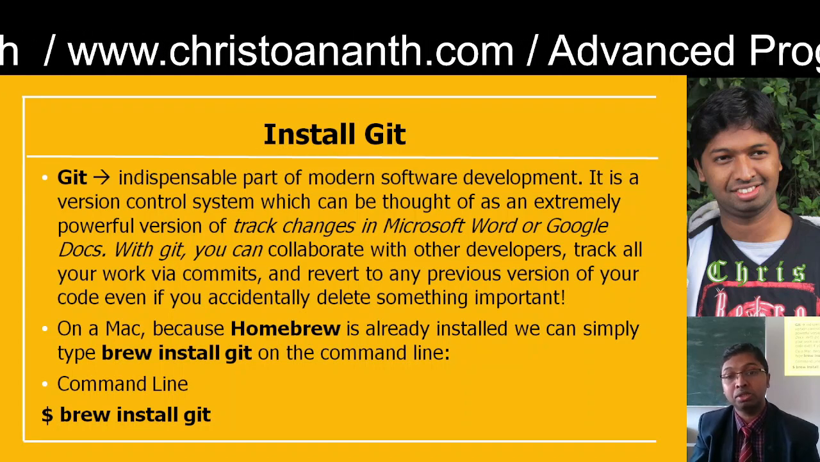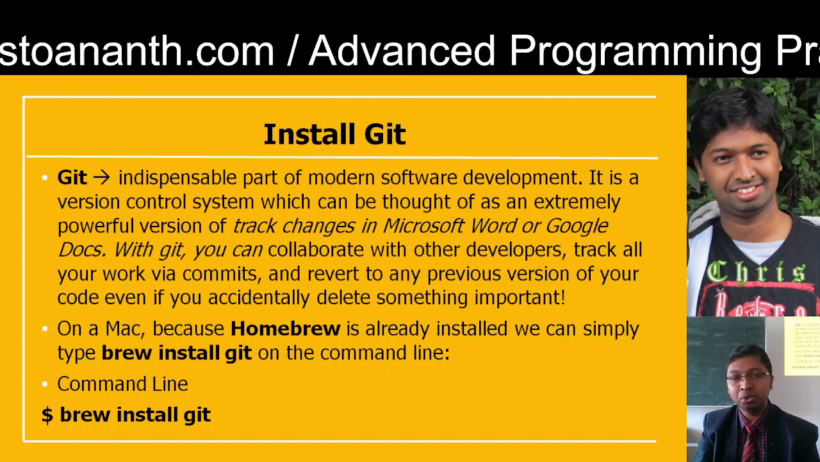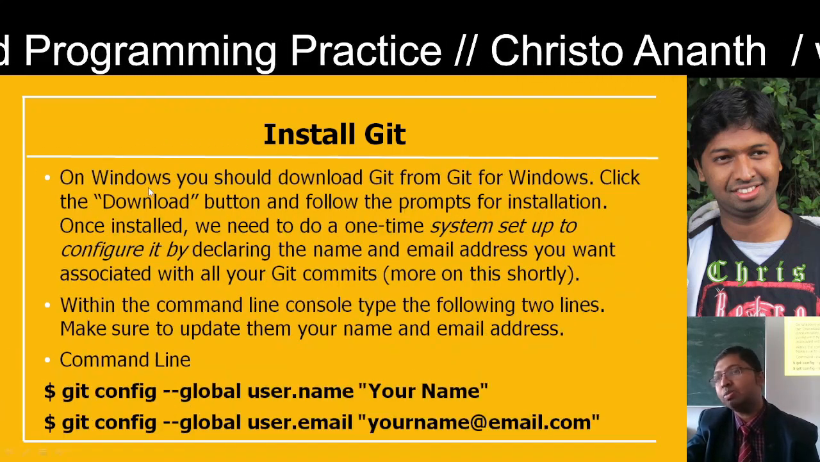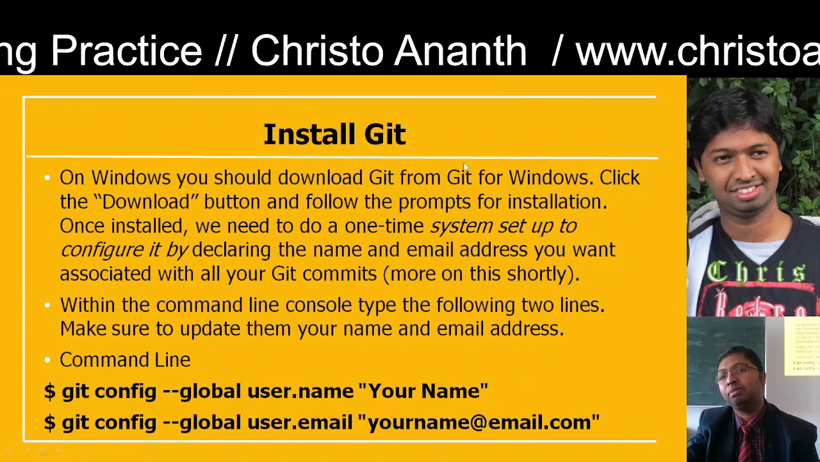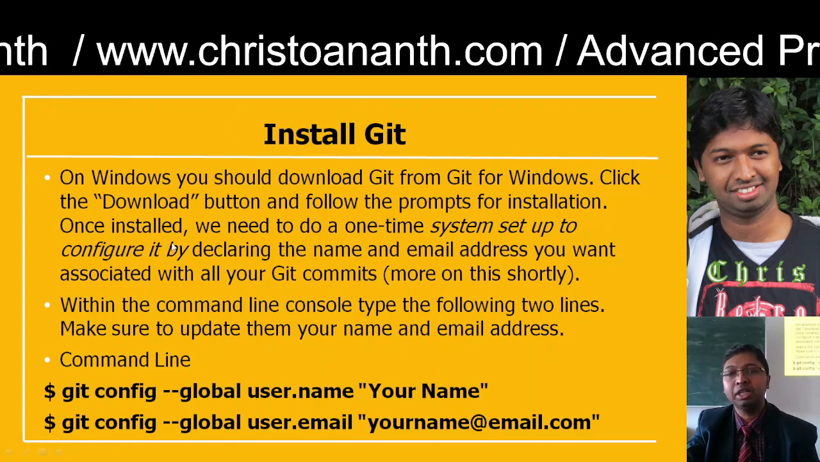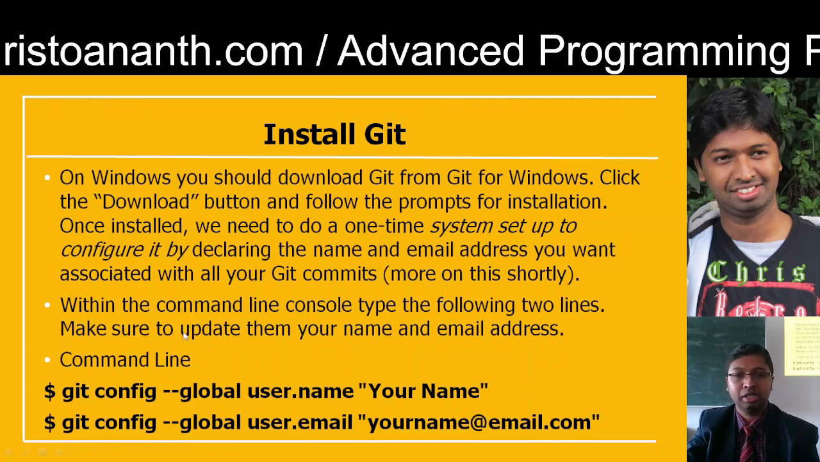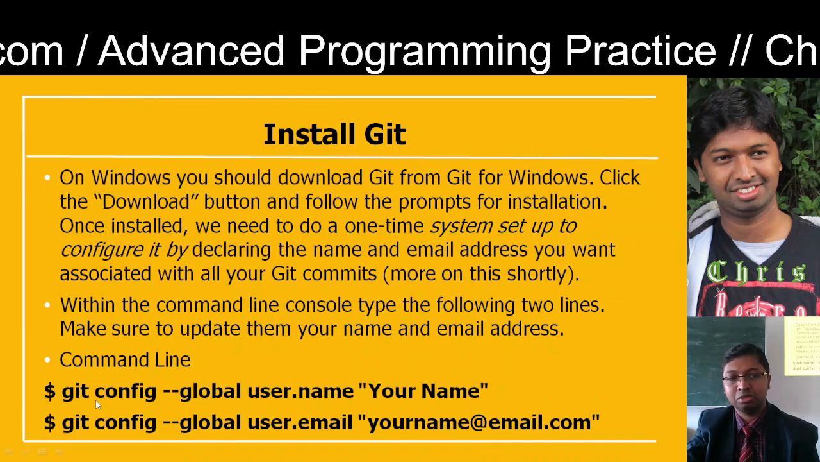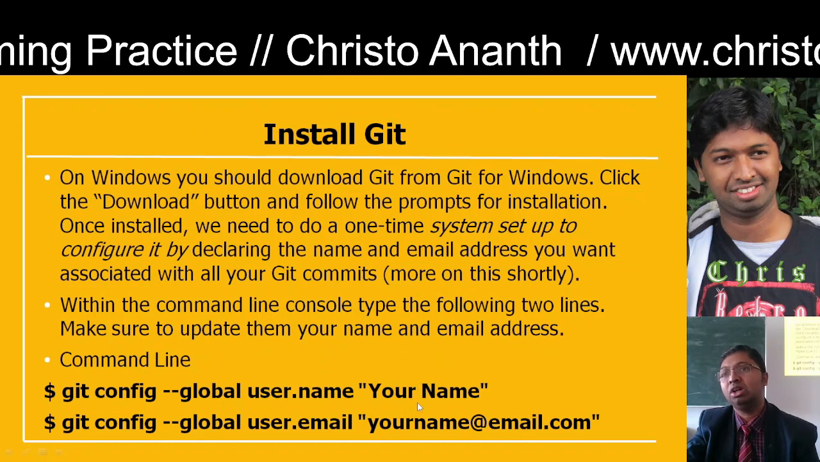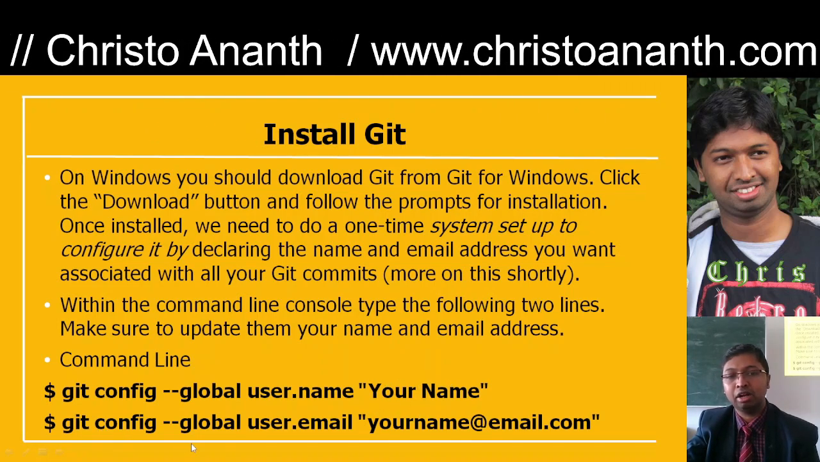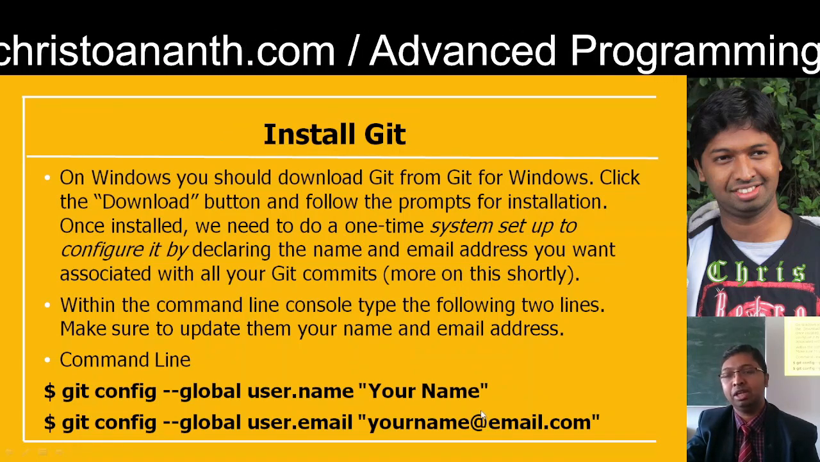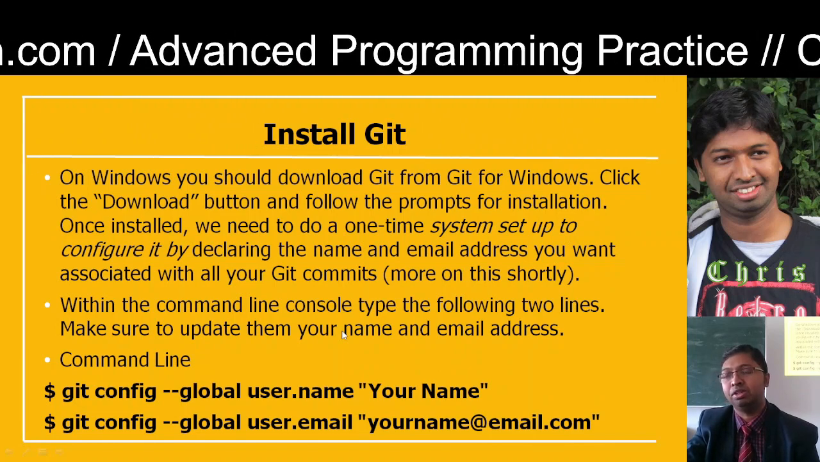On the Mac, because Homebrew is already installed, we can simply type $ brew install git. On the Windows platform, you should download Git from Git for Windows. You can click on the download button and go through the commands for the installation. Then you'll type $ git config --global user.name with your name, and $ git config --global user.email with your email address. You have to type both of these.